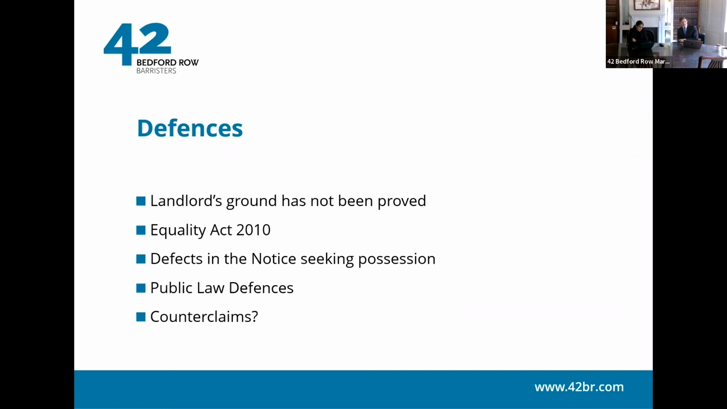I'm going to take them in a slightly different order. First of all, just on defects in the notice, what I might call technical defences, extraordinarily common in all possession claims. If the defendant, or the tenant, wants to fight back, they're going to look for defects and technical defences. It's an easy way for them to push back and cause issues, and you need to be ready for that.